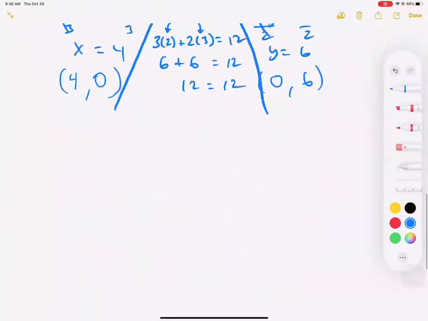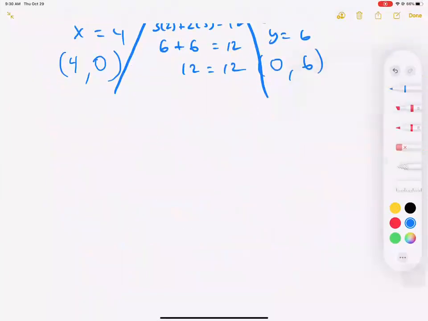So let's go ahead, and on your IXL today, you're going to be doing 2 things. You're going to be answering the question, what is the x-intercept? That's it.